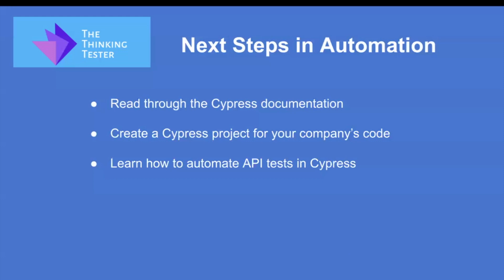You could learn how to automate API tests in Cypress. API testing is extremely useful because those tests are faster and more reliable than UI tests. If you don't know how to do API testing, you may want to consider taking my course, Postman Essential Training, which is offered through LinkedIn Learning. It teaches you about the basics of how to make an API call, and how to create an API assertion.